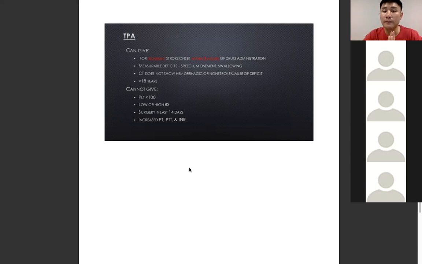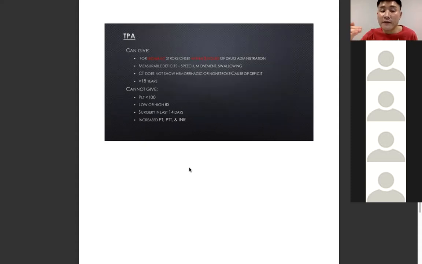And then we have to measure the deficits: speech, movement, and swallowing. The CT scan must not show a hemorrhagic stroke or a non-stroke cause of the deficit. That's the only time we'll be able to give the patient tPA, if it's not a hemorrhagic stroke. And the patient must be more than 18 years old.